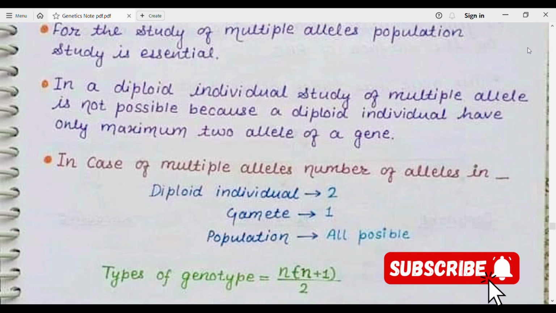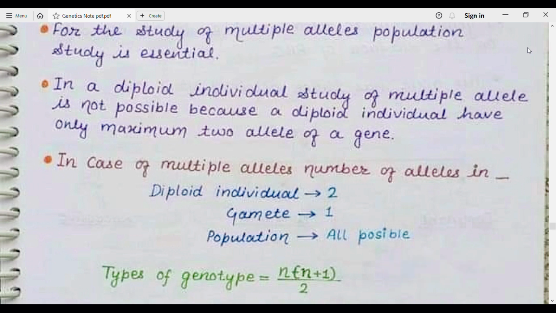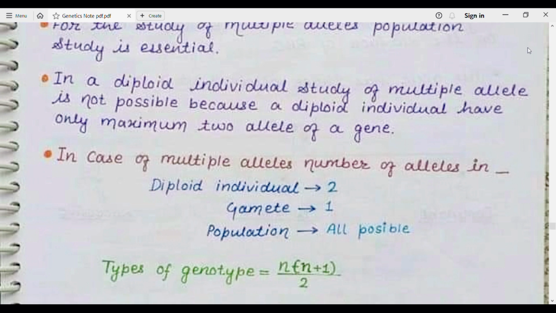So in a diploid individual, study of multiple alleles is not possible because a diploid individual has a maximum of only two alleles of a gene. In case of multiple alleles, the number of alleles in a diploid individual is two, as they have two biological parents, one father and the other mother. And if gametogenesis is taking place, spermatogenesis or oogenesis, within the gametes, meaning the egg and the sperm, the allele is one. In a population, all types of alleles should be possible.